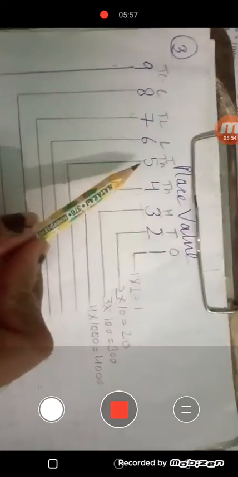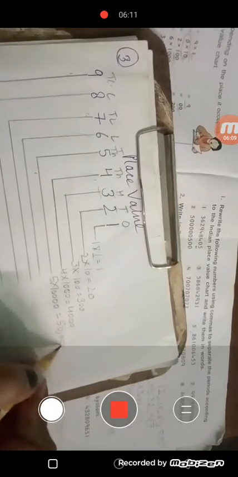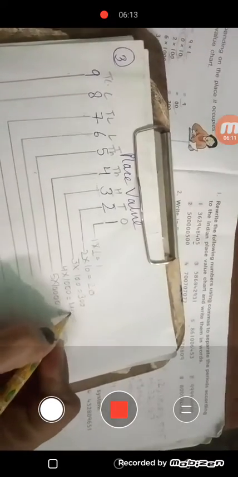Now we have 5. Where is 5? 5 is on 10,000s place. So our answer will be 5 multiplied by 10,000. We have 4 zeros. It will become 50,000 according to the number system. We have to put a comma here. Here we have to put a comma. Okay.